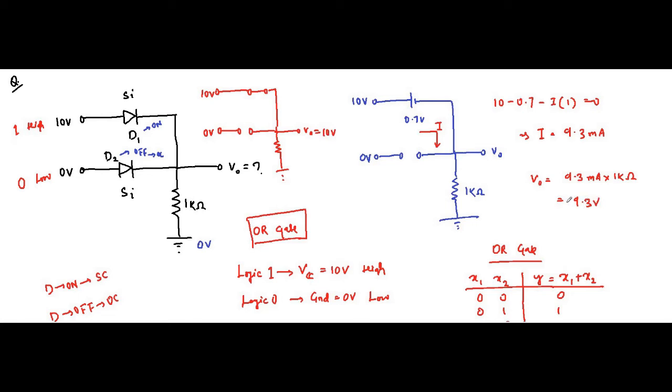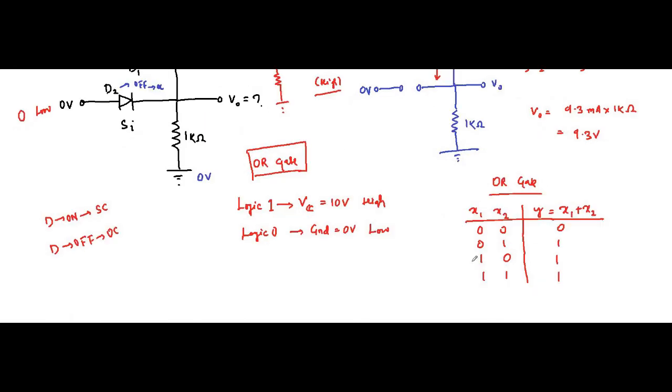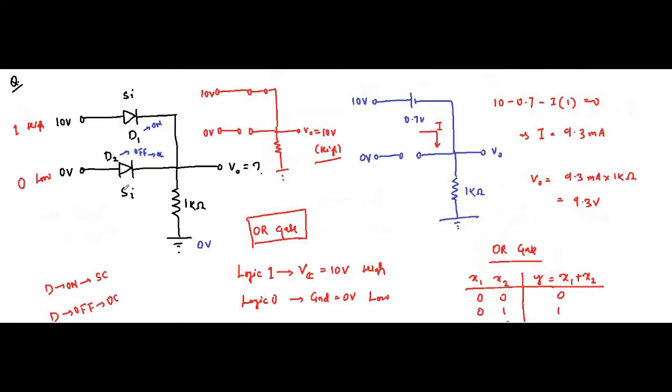Here the 9.3 volt came into play because we considered the built-in potential. If we would have an ideal diode in place, then V0 would have been exactly equal to 10 volt, which means that the output is high. So this condition is for this 1 0, the output is 1. So let us see the other cases.